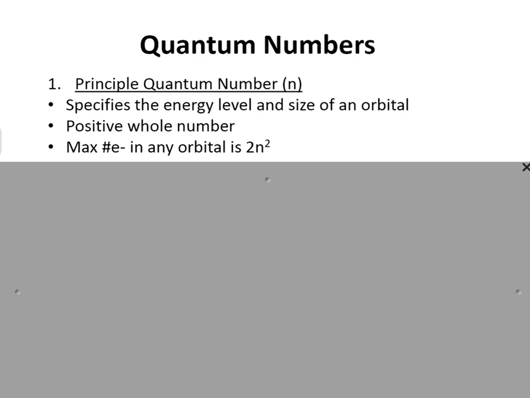So the first quantum number is called the principal quantum number, and we use the letter n to represent that energy level.